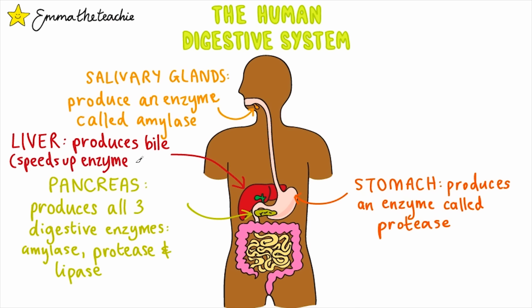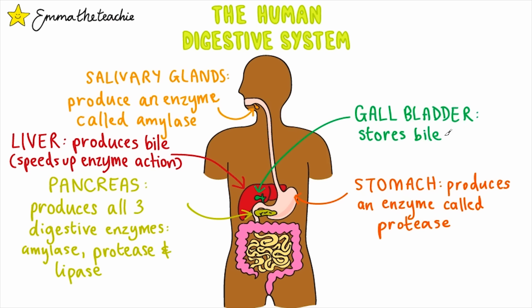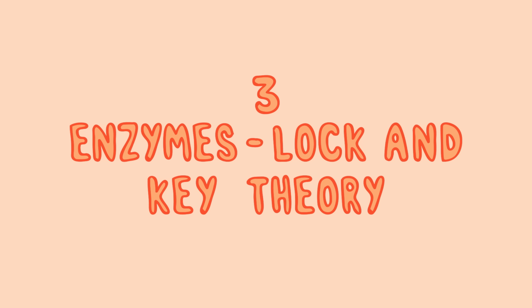Bile helps by speeding up enzyme action. We'll talk a lot more about bile in the video Factors Affecting Enzymes, so look out for that. Finally, we've got the gallbladder, and this is where the bile is stored before it's finally released into the small intestines.